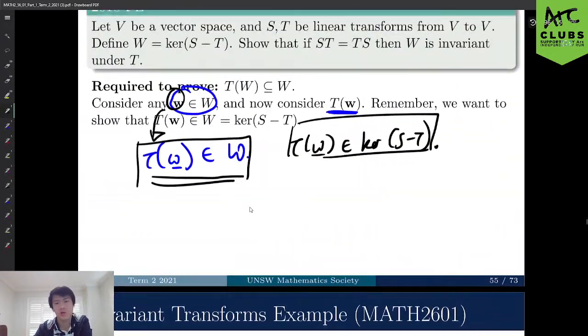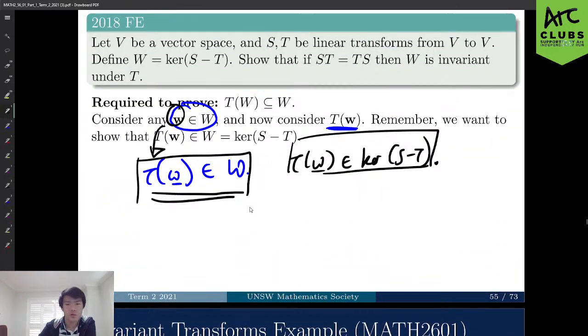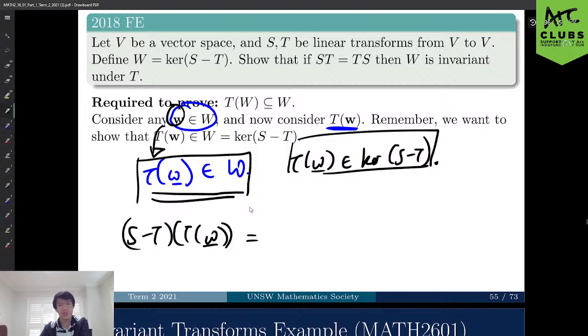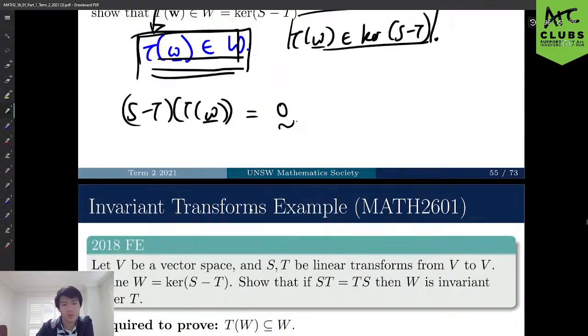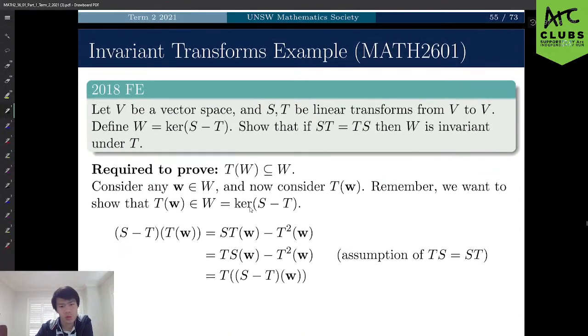Alright, so what we'll do now, to show that anything's in the kernel, we'll have to apply S minus T to this thing. And if we can somehow show that this is equal to 0, then we've shown that T of W is in W, which means we've shown that this is invariant.